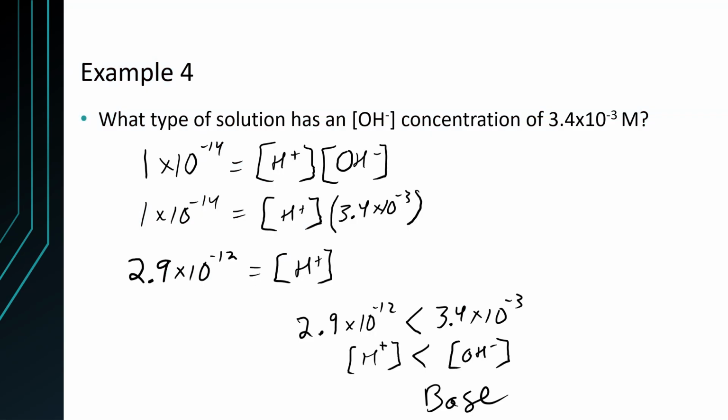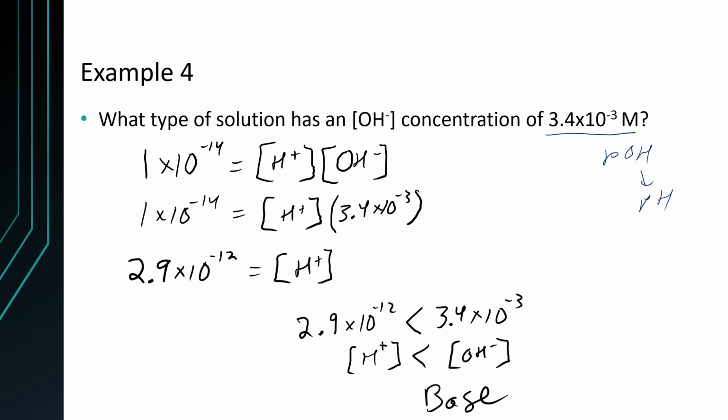Now for this fourth example, what type of solution has an OH concentration of 3.4 times 10 to the negative 3 molar? There are several approaches you could take for this. You could change this to pOH and use the pOH scale to classify. You could also change it to pOH and then to pH and use the pH scale. I'm going to show you a different way that is also very valid.